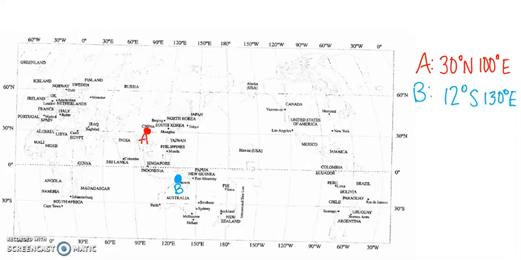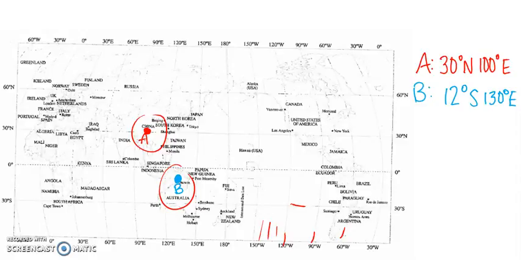So you'll notice on this map you've got two locations. A is 30 degrees north, 100 degrees east, and B is 12 degrees south, 130 degrees east. Step 1 is to find out which route should be taken if you can only travel over lines of latitude and longitude. Keep in mind, lines of latitude and longitude don't necessarily have to be shown with print. It can travel in between these sections as well.